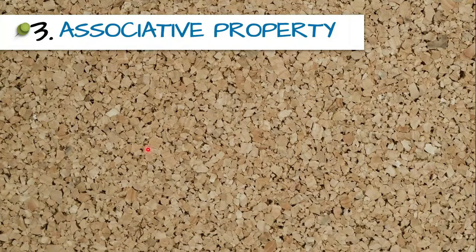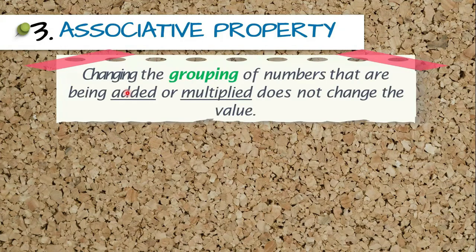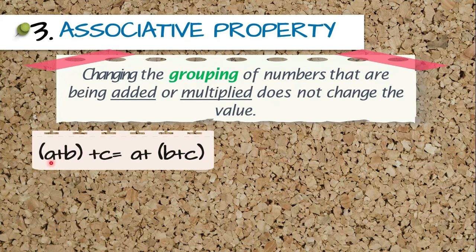Number 3, associative property. It states that changing the grouping of numbers that are being added or multiplied does not change the value. For addition, quantity A plus B plus C is equal to A plus quantity B plus C. So, you're just going to change the parentheses, the position of this grouping symbol, and it is just the same to the other side. Okay, example.